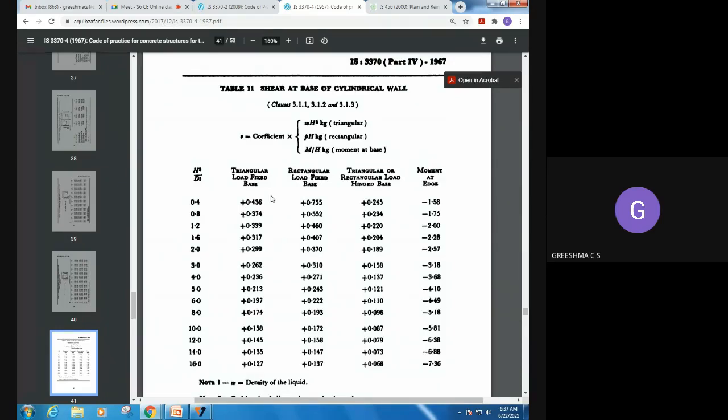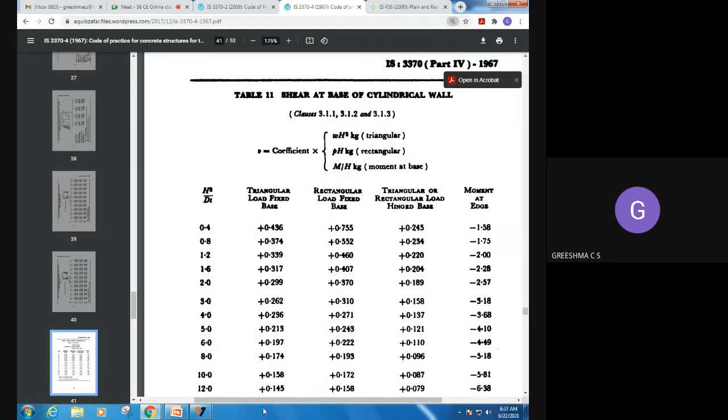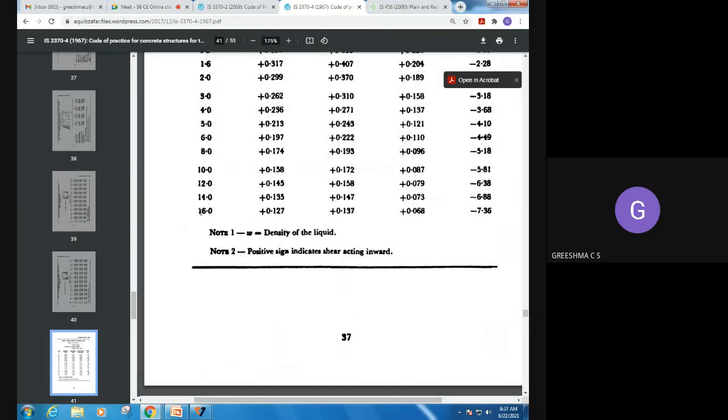Okay, ours is a circular water tank which is fixed at the base. So there the load will be triangular. So directly we can get the values, that is, triangular load with a fixed base. For the corresponding h square by dt of 16, the shear force coefficient is plus 0.127. So that is the shear force coefficient.